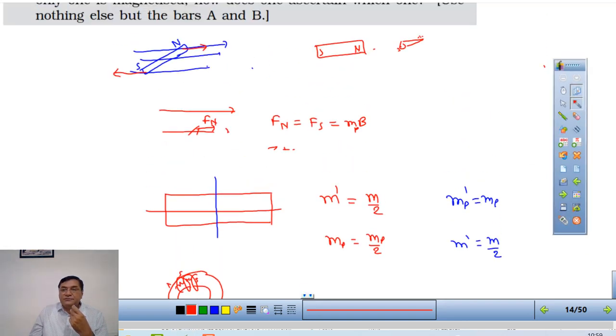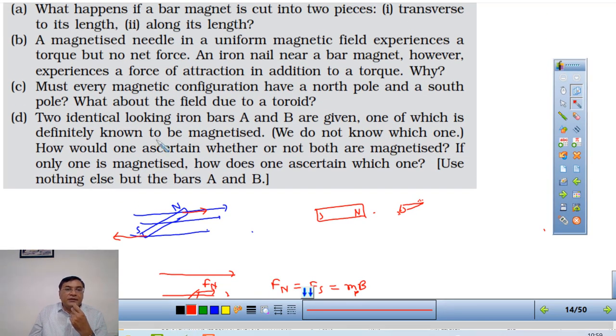And the last one: two identical looking bars A and B are given, one of which is known to be magnetized. How would you ascertain whether or not both are magnetized? If only one is magnetized, how does one ascertain which one?